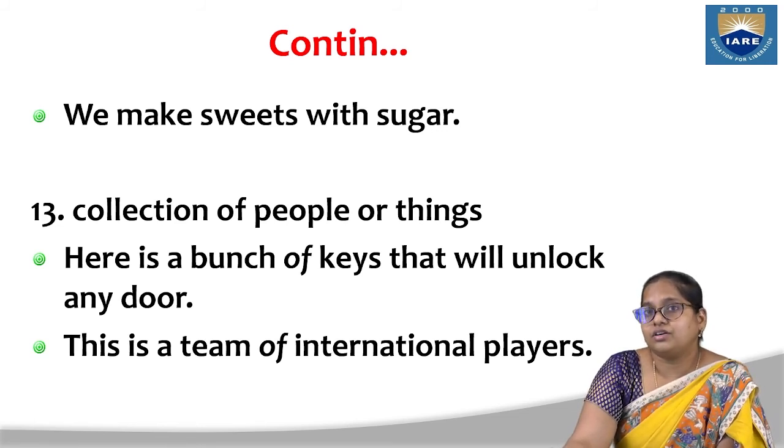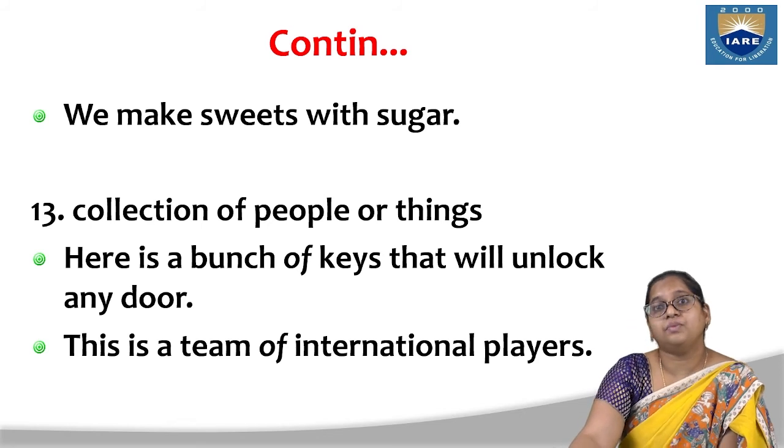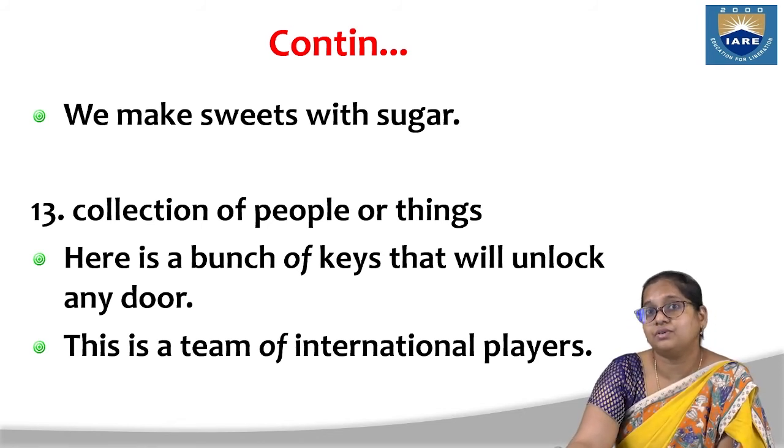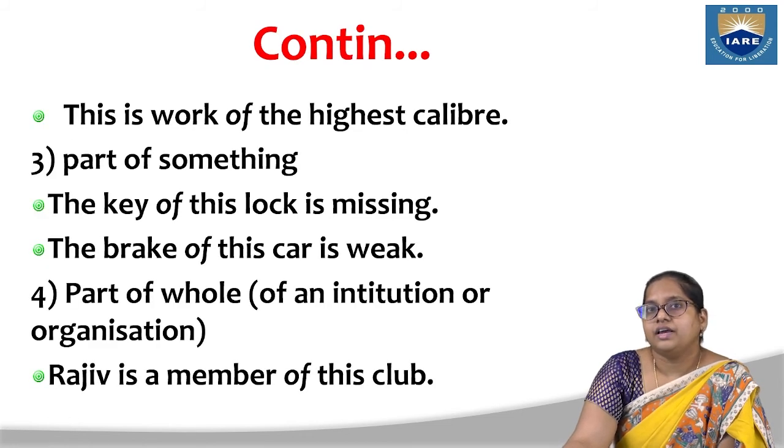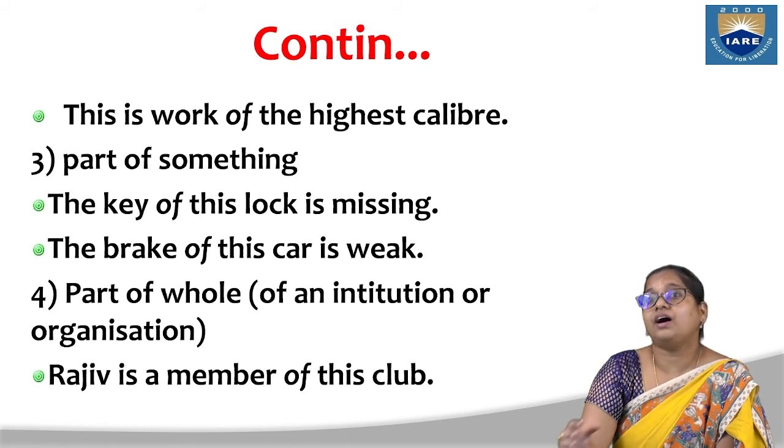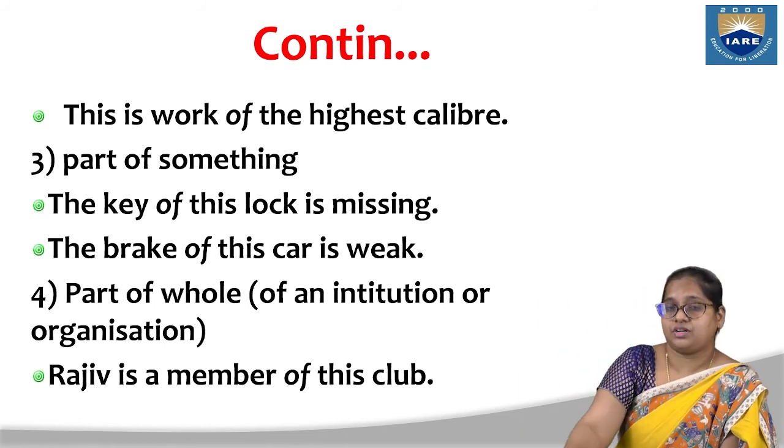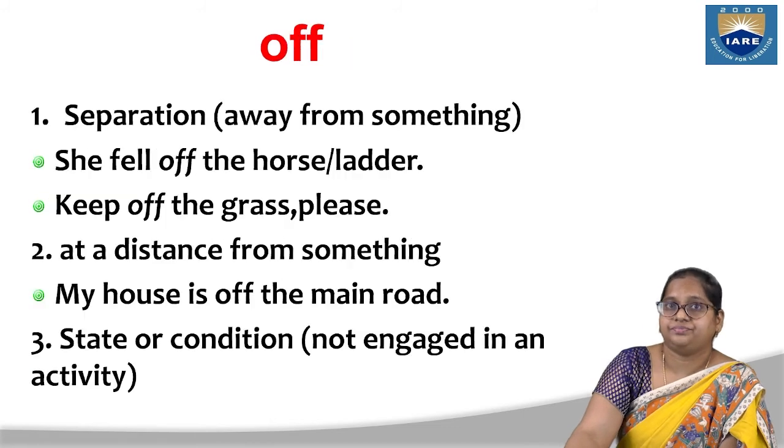Also, next, another context, collection of people or things. Here is a bunch of keys that will unlock any door. Bunch of something. This is a team of international players. Next, another context, when it is part of something: the key of this lock is missing. Next, another context where you can use it, part of a whole, like he's a member of this club. He is a member of this college.